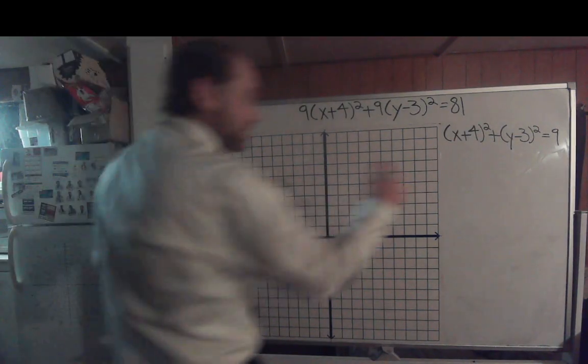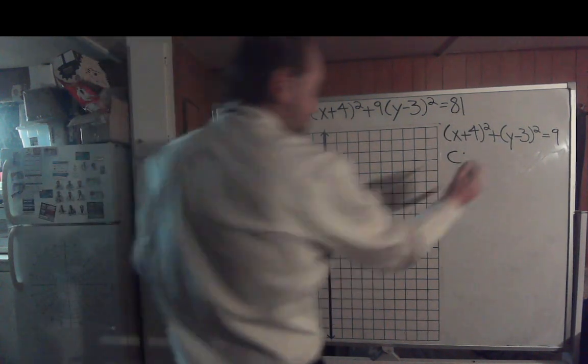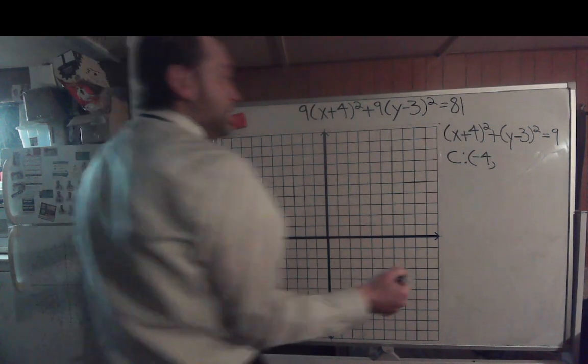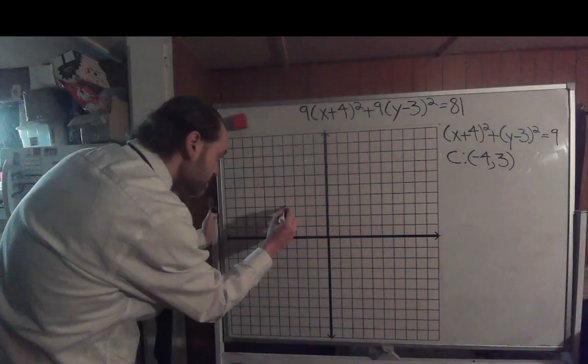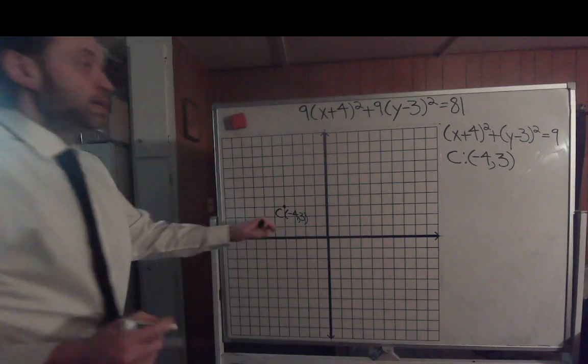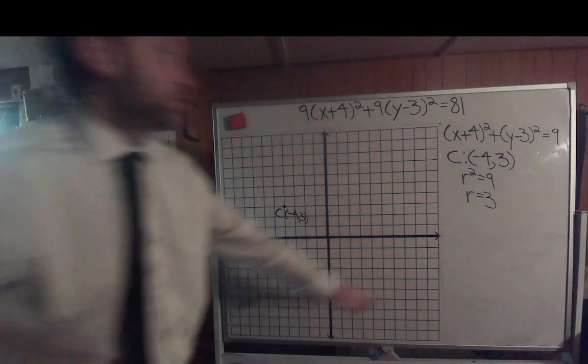Let's start out by finding the center. To get your x-coordinate, set that x plus 4 equal to 0. Your x-coordinate would be at negative 4. To get your y-coordinate, set that y minus 3 equal to 0. Well, that would give you y equals 3. So your center is at negative 4, 3. So here's your center located at negative 4, 3. Now we need to find the radius. Well, the radius squared equals 9, which means your radius has to equal 3. So we have the center, and now we know the radius.